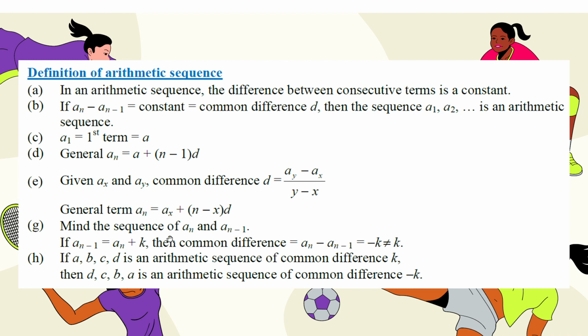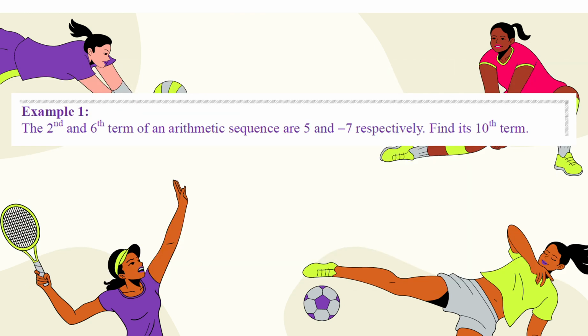The sequence can also be reversed, going a_(n-1), a_(n-2), a_(n-3). For example, the question tells you a_(n-1) equals a_n plus k. Be careful, it is opposite. So the common difference is negative k. The previous one is larger than the current one by k. In other words, ABCD is a sequence with common difference k. How about DCBA, reversed? Yes, it is a sequence, but decreasing, with common difference negative k. Be careful.